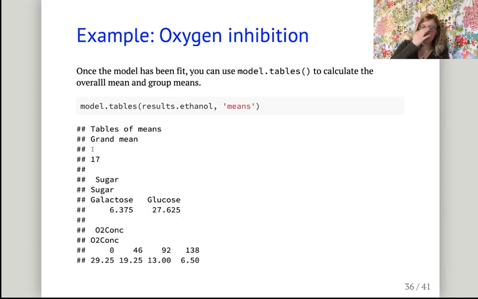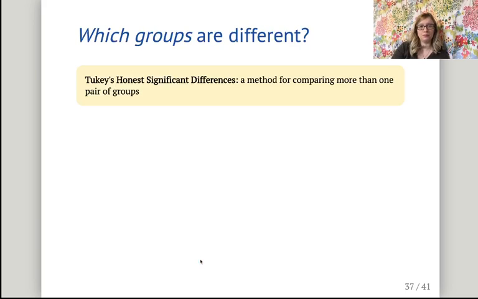Now, once the model's been fit, there's a really helpful function in R called model.tables that we can use to help estimate the overall group mean and effects. So you can feed in your model that you fit, ask to calculate the means, and they're spit back out. So we've got the overall average ethanol, which is 17. Glucose looks like it's much higher than galactose. It also looks like as we increase the oxygen concentration, we're decreasing the amount of ethanol that's produced.